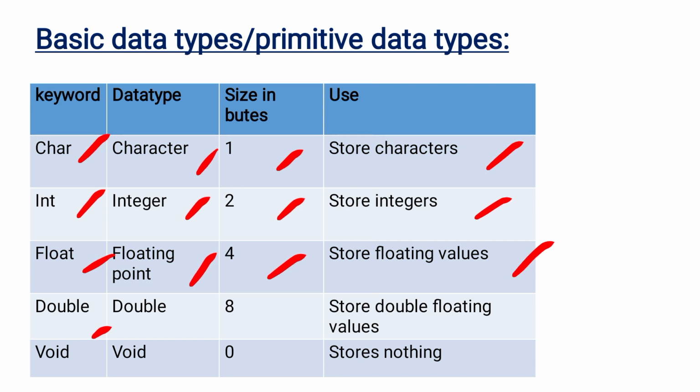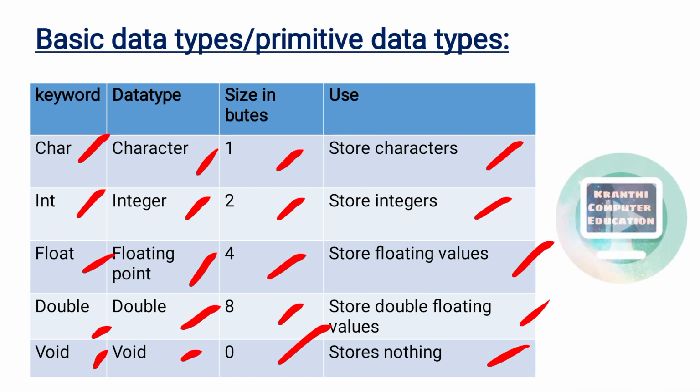Double is a keyword, double is a data type, it occupies 8 bytes of memory, it is used to store double floating point values. Void is a keyword, void is the data type, 0 bytes is needed and it is used to store nothing. So this is about the table consisting of brief descriptions of all the data types. So that's it. I hope you understand about the data types available in C language.